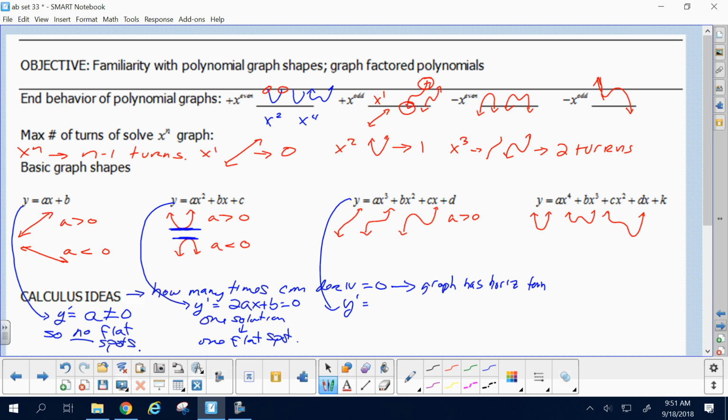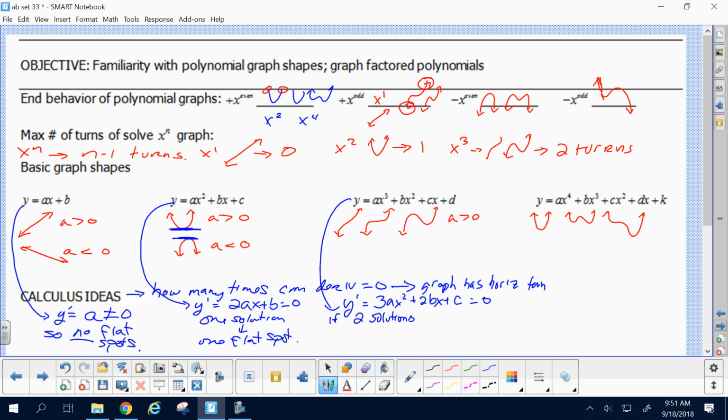On a cube, what's the derivative of a cube? Y prime is, what's the derivative on that cube right there? 3ax squared plus 2bx plus c. Okay, now that's a quadratic. If I set that equal to 0, I actually have lots of possibilities. It could have two solutions. It could factor nicely or something. It could have 2 and 3 solutions.